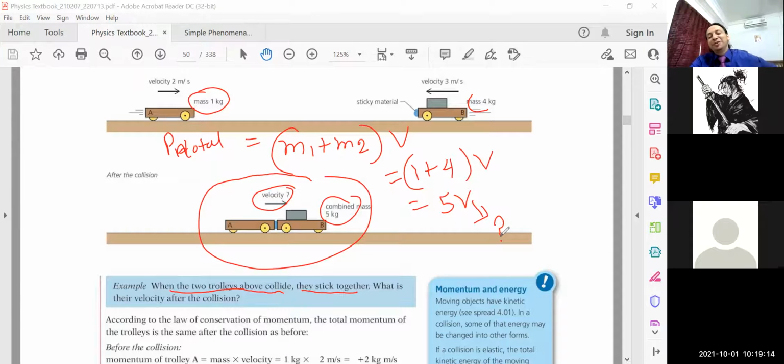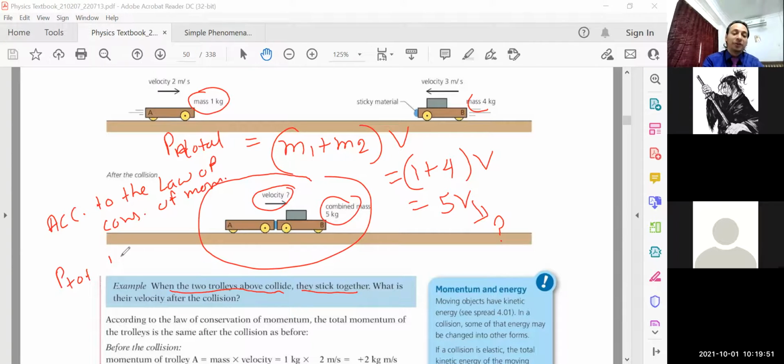So now after this, children, what will you do? Some students just get stuck at this point. Divide the total momentum by the combined mass, which would give you the velocity. In subjective exams, you have to write one more line according to the law of conservation of momentum. What is that law? Total momentum before collision is equal to total momentum after collision.